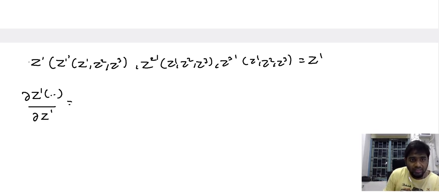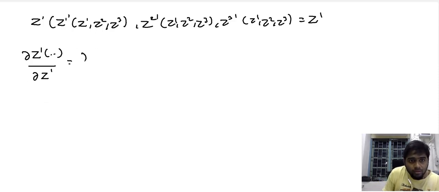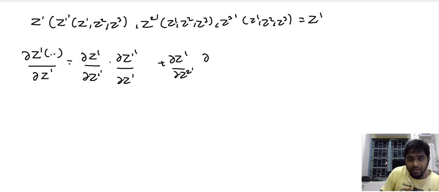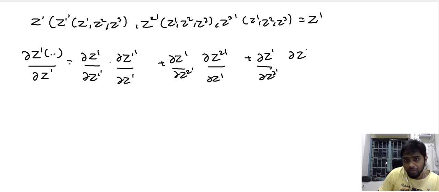Now when we do that using the chain rule, what we end up having is the partial derivative of z1 with respect to z1 prime, and the partial derivative of z1 prime with respect to z1, plus the partial derivative of z1 with respect to z2 prime, and the partial derivative of z2 prime with respect to z1, plus the partial derivative of z1 with respect to z3 prime, and the partial derivative of z3 prime with respect to z1. This will be equal to 1.